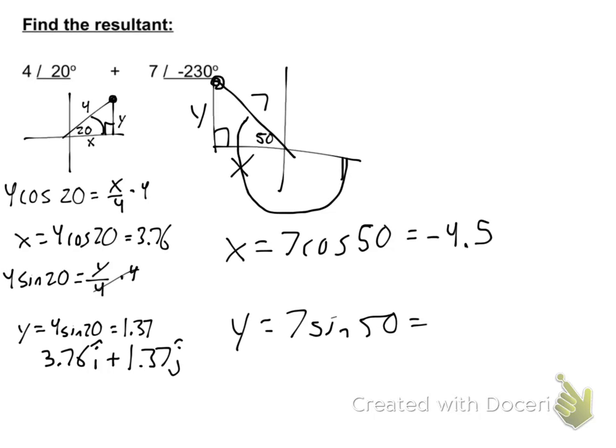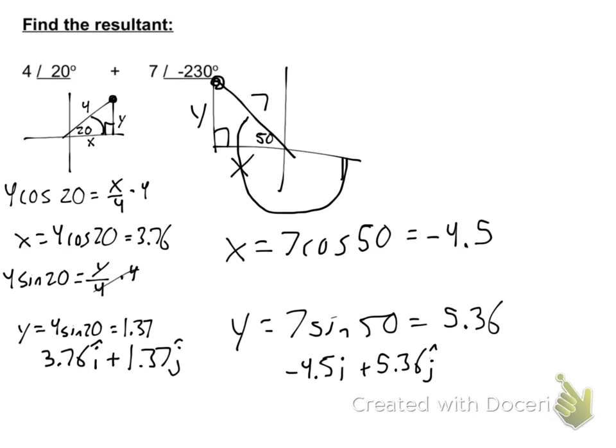John? That is going to be 5.36. Is anybody going to back them up? Okay. Thank you. So, we should have a negative 4.5 i hat plus 5.36 j hat. You guys all agree with this? Guys, we are halfway done.